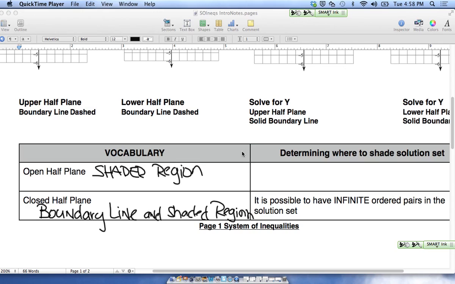And testing points, I'm sure by now you understand that using 0, 0 is always the easiest case for testing, as long as the line does not go through the origin, meaning as long as the point 0, 0 does not lie on the line. When the line does go through the origin and 0, 0 is not a candidate for testing, then you just choose a point that's clearly either above the line or below the line, put it into the inequality, and that determines which side you will shade. And it is possible to have infinite ordered pairs in a solution set. Obviously, when we're shading an entire half of the plane, we have an infinite number of solutions to an inequality.